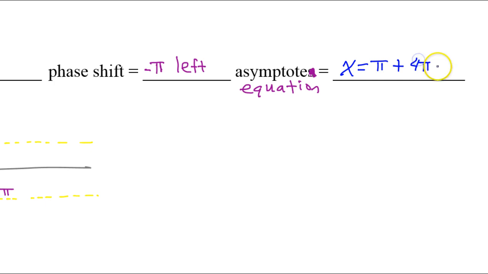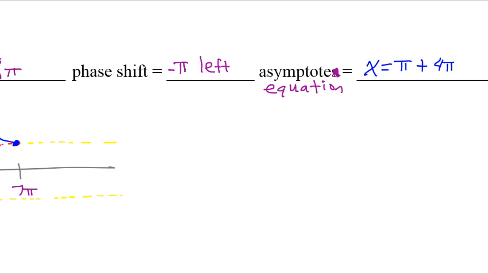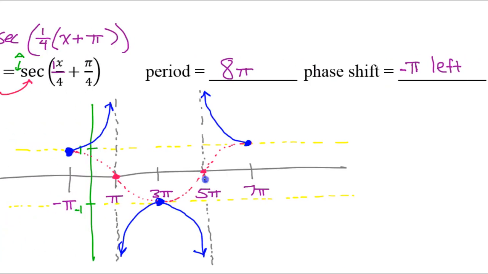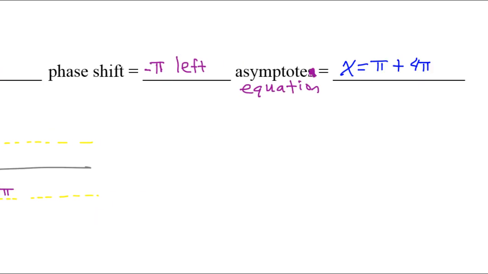Now I'm going to put this multiplier in here. This would get me to the next asymptote. And think about it, pi plus 4 pi would be 5 pi, and notice that gives me the next asymptote. If I added another 4 pi, it would give me the next asymptote, and so on. But all I have to do is put a multiplier n on there, and then that will give me all of the asymptotes, just depending on what n is.